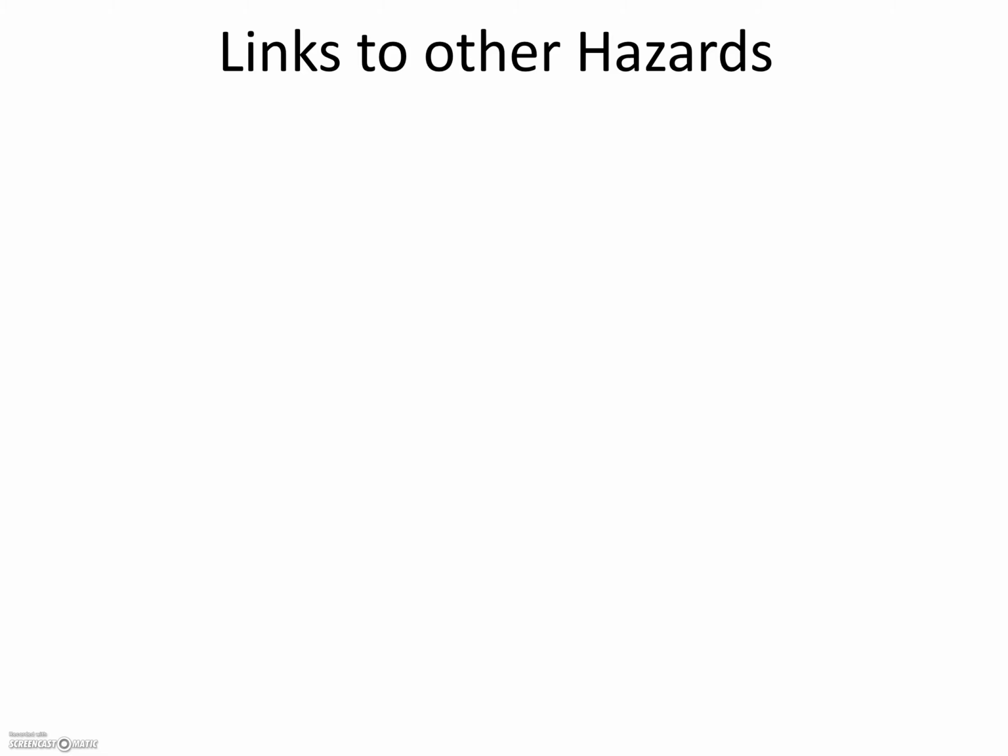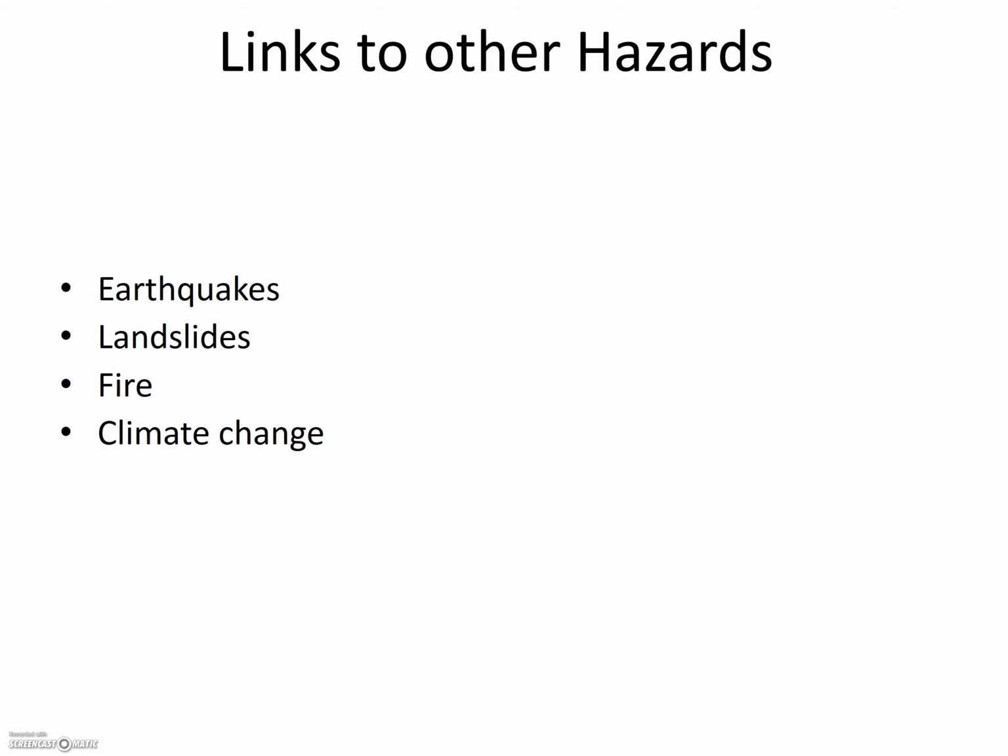Here are 4 links: earthquakes, landslides, fire, and climate change. Earthquakes occur as magma forces its way towards the surface, cracking and fracturing the rock already there. Landslides occur as loose material is shaken and heat melts ice that adds weight in the form of water to unstable slopes. When these slopes fail, landslides occur.